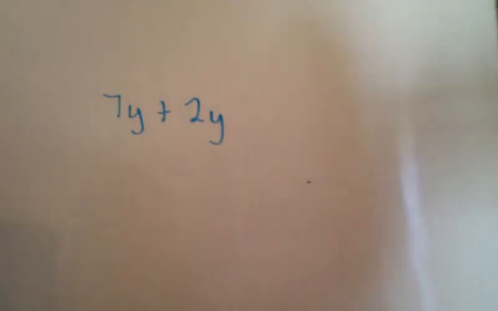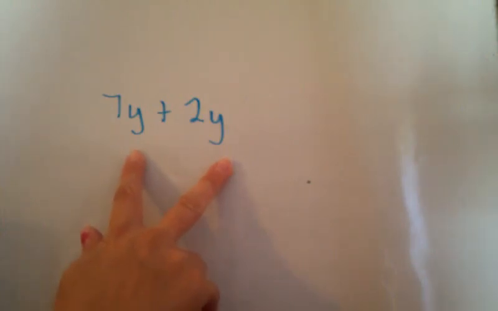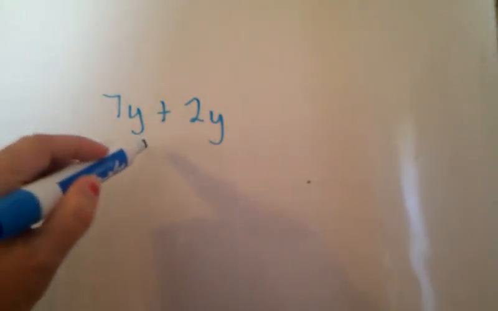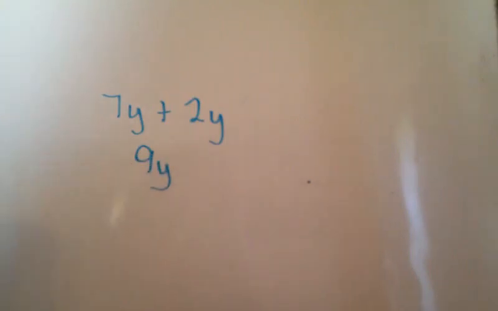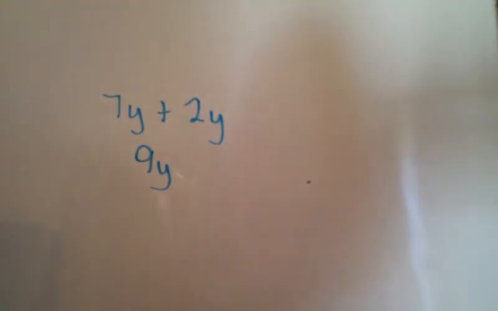Alright, let's go to number 9. If I have 7y plus 2y, I add the numbers as long as they're like terms. These are like terms. 7 plus 2 is 9y. Okay? And you've done this before. This isn't anything new.